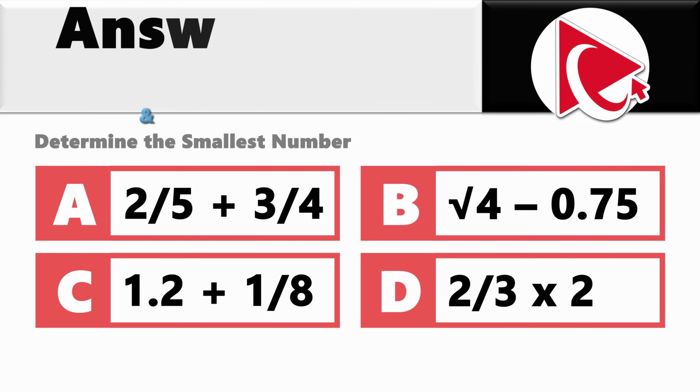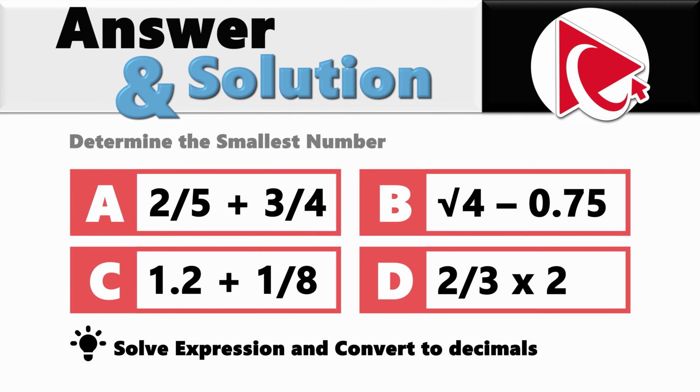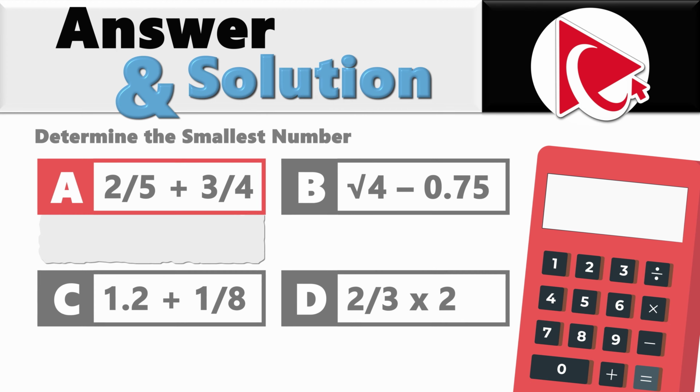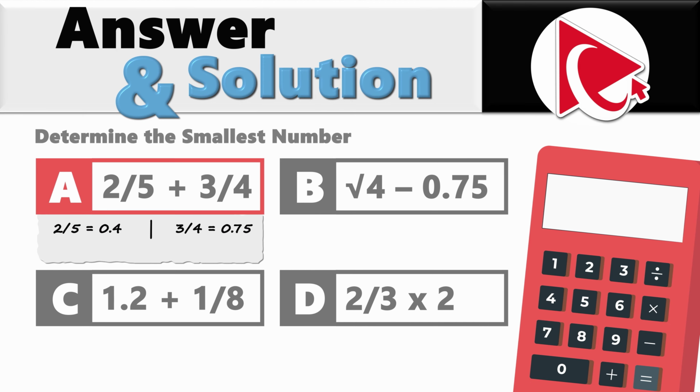The best way to solve this challenge is to solve it for each expression and convert the end result to decimals. Let's start with the first expression. 2/5 plus 3/4. 2/5 equals 0.4. 3/4 equals 0.75. 0.4 plus 0.75 equals 1.15.